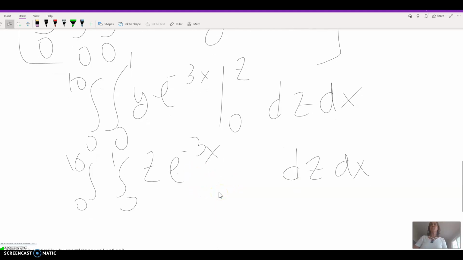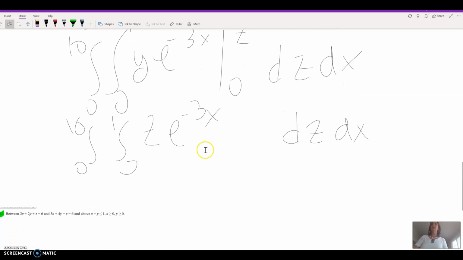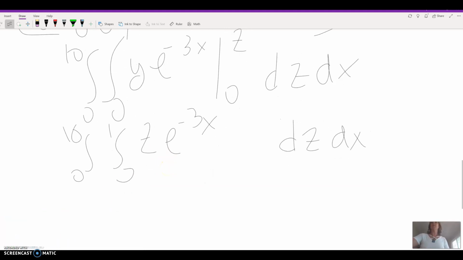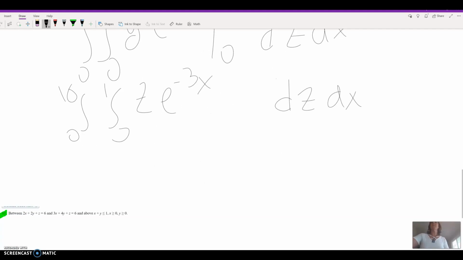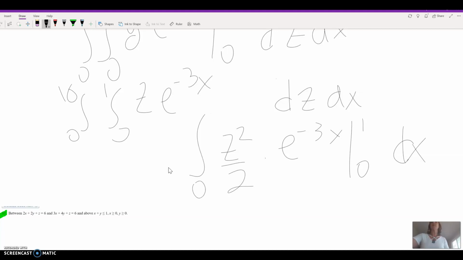Now I can go ahead and integrate with respect to z. So e to the negative 3x is still going to be treated as a constant. Let me just move this down further. It's still going to be treated as a constant. And I'm integrating with respect to z. So the antiderivative of z would be z squared over 2. And then I'm multiplying that by e to the negative 3x because I'm treating that as a constant, evaluating the z's between 0 and 1. Then I will have to integrate that answer for x's between 0 and 10. So in that case, let me keep moving.